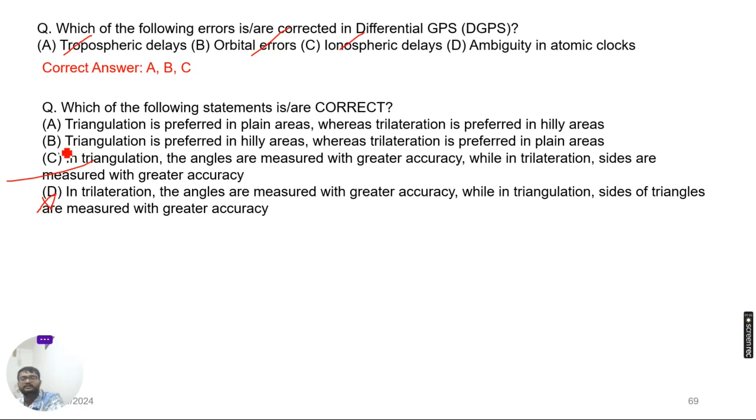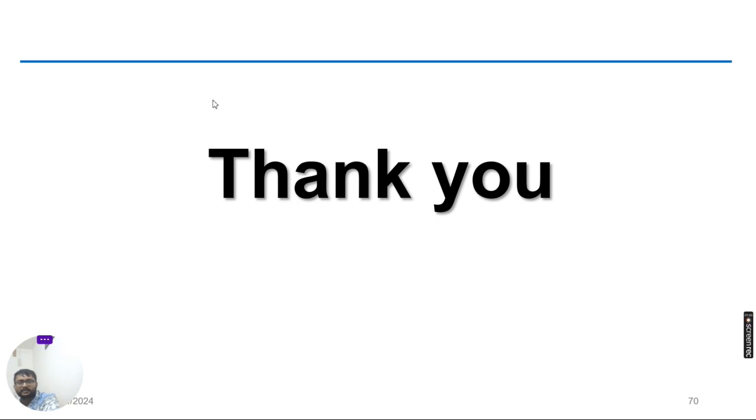And triangulation is useful in the hilly areas, as in hilly areas we cannot measure the distance well because of the slope. So that's why trilateration can be preferred in the plain areas, whereas triangulation in the hilly areas. So that's how we will wrap up the question answer session of this GPS.